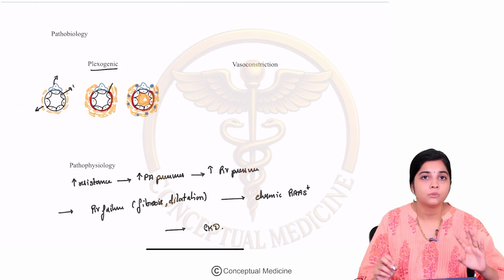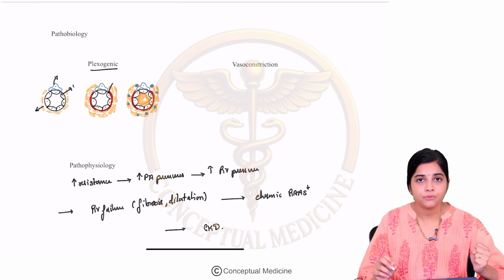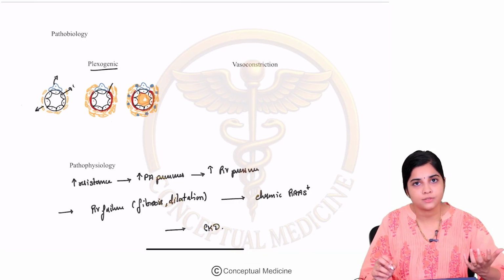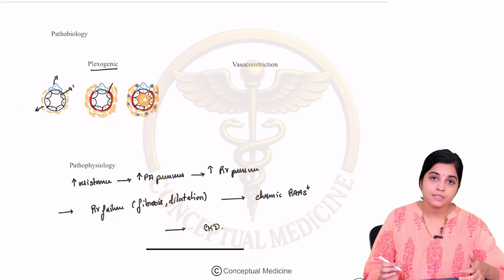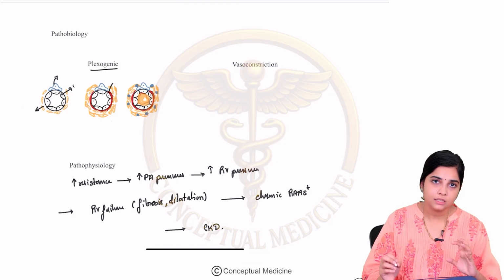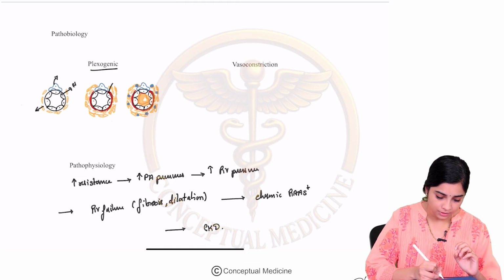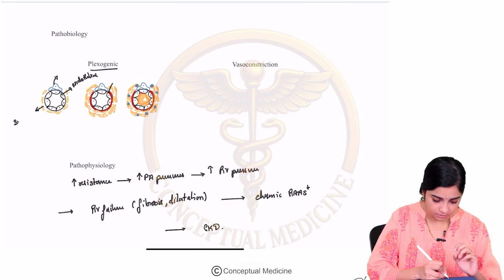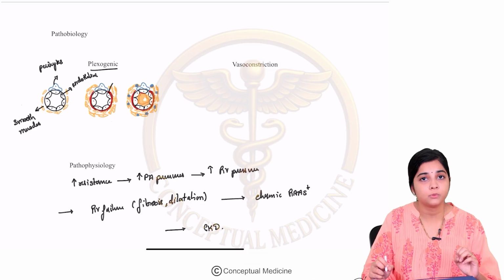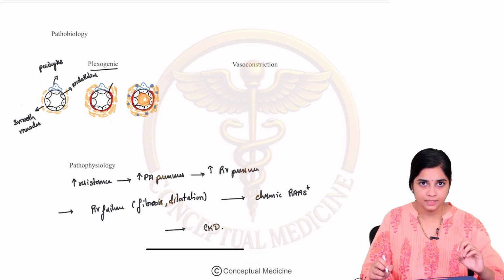So we have two models which have been proposed, which include the plexogenic model and the vasoconstriction model. Now let us look at the cross section of the pulmonary artery. When you see the cross section of the pulmonary artery, you have the endothelial cells here. Then these are the smooth muscles which are denoted in yellow. And these are the pericytes. So you have endothelial cells, smooth muscles as well as the pericytes.